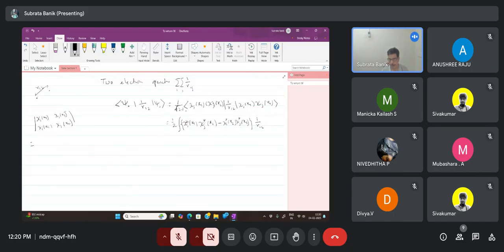Let us write the right side. This half, the 1 by root 2, we consume in this half. Let us write this the same way. I have chi i of x1 chi j of x2 minus chi i of x2 chi j of x1. This integration will go over dx1 and dx2.